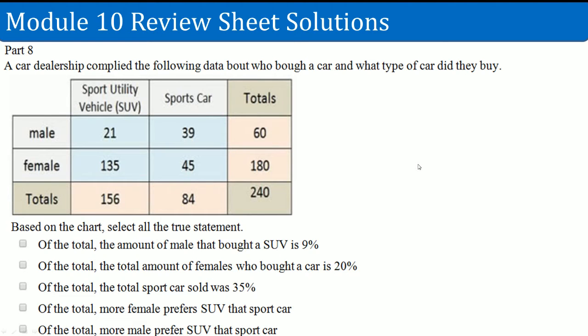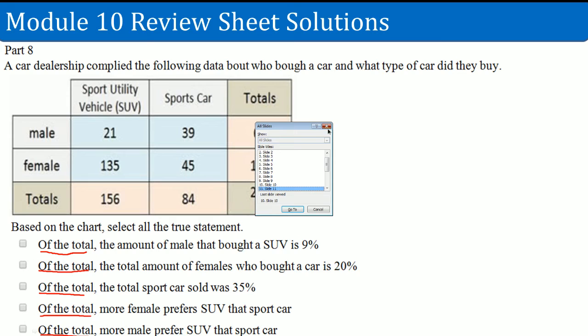Part 8. Please understand that this was a mistake. This should be SUV right here. A car dealership compiled the following data about who bought a car and what type of car they bought. This is a real thing. Car dealerships do this a lot. Based on the chart, select all that is true. Please notice that all these statements say of the total, of the total, of the total, and they're looking at percentages here.